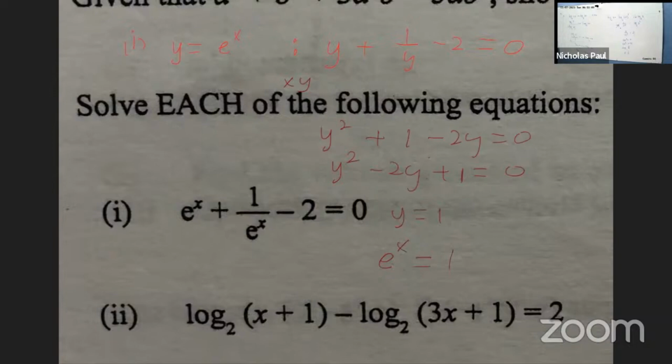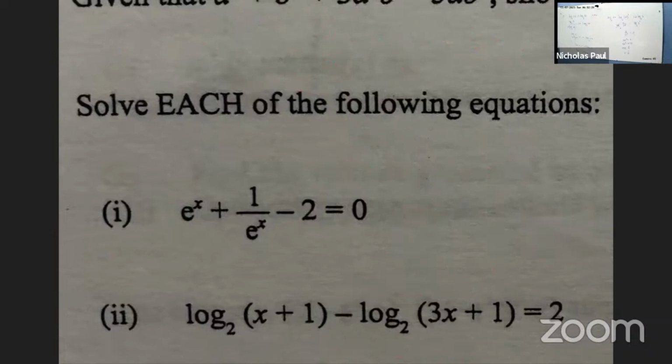How do you solve questions like this now? e to the x is 1. Take ln on both sides. So you'll get ln e to the x is equal to ln 1. x is equal to ln 1, or 0. Answer is 0. Right? You'll get x times ln e is ln 1. ln e is 1 and ln 1 is 0.